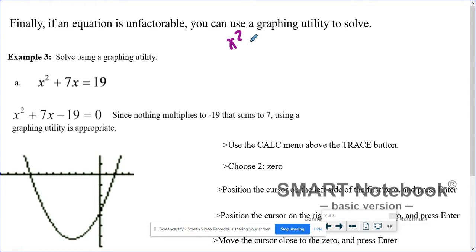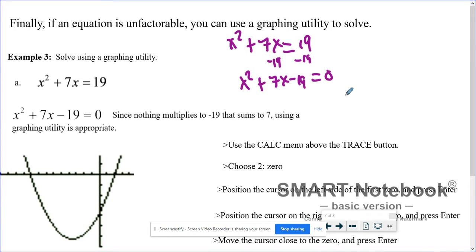So you have x squared plus 7x is equal to 19. In order to solve by factoring, again, we're using the zero product property, you need to set the equation equal to 0. So we're going to subtract the 19 from both sides, and you end up with x squared plus 7x minus 19 equal to 0. Now we can try to factor. Since there is no GCF, there are 3 terms, and there is no leading coefficient here.